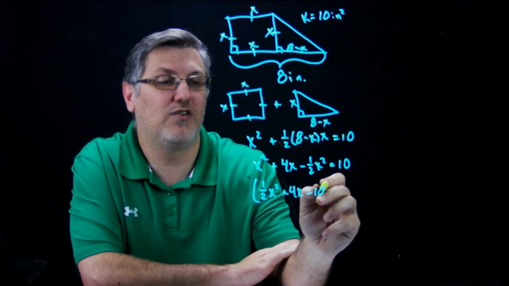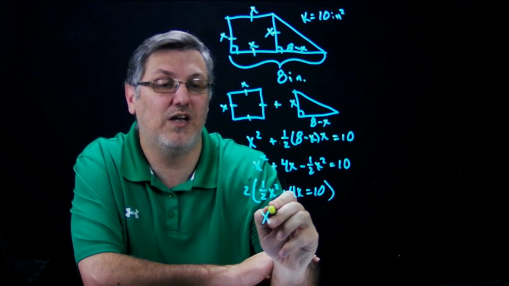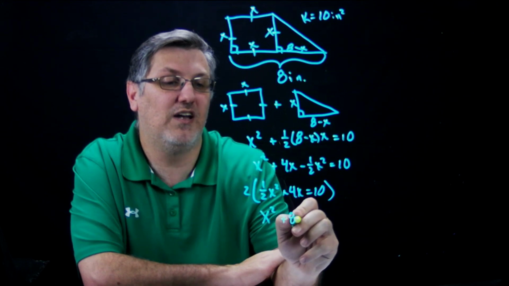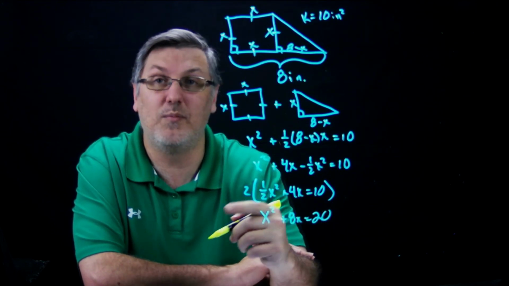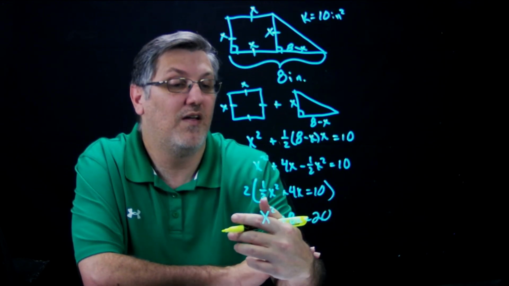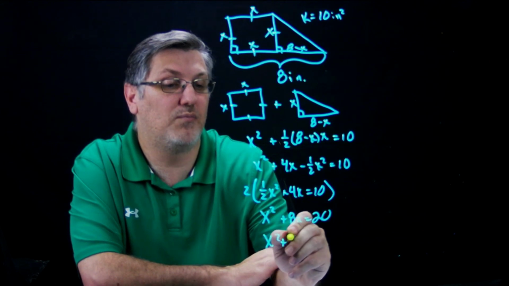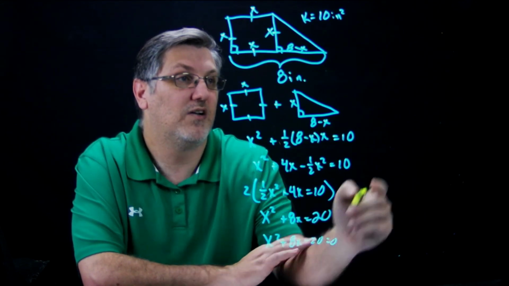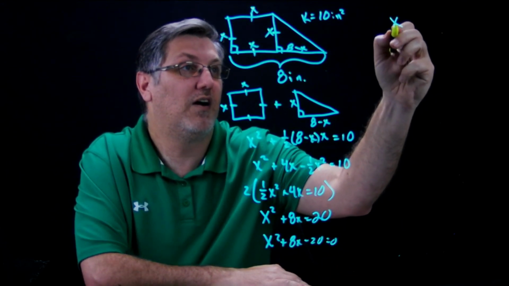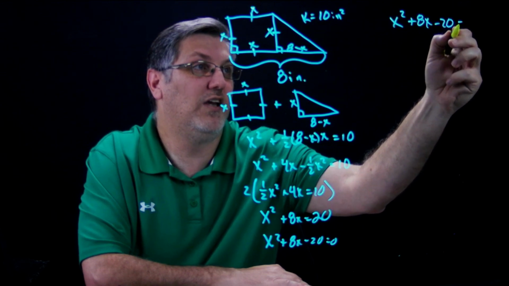I'm going to multiply this entire equation by 2 to scale the equation to get rid of the fraction, and that gives me x squared plus 8x equals 20. I multiply the entire thing by this denominator, and it gets rid of the fraction. All right, let's solve. I'm going to bring this 20 over, and I've got x squared plus 8x minus 20 equals 0. Let's just rewrite that up here. I have x squared plus 8x minus 20 equals 0.